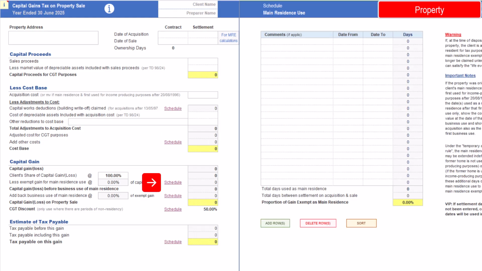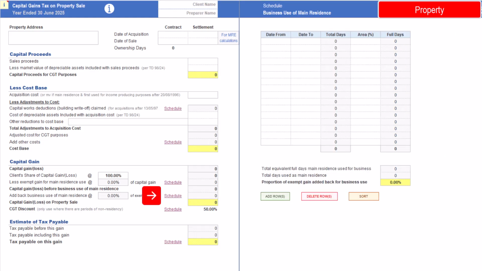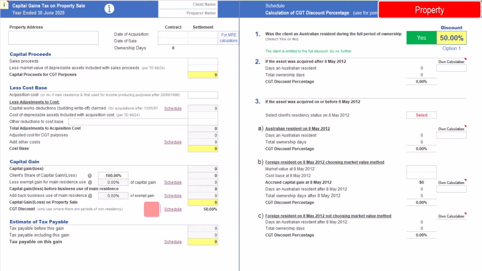Reductions to the gain, to account for main residence use for any number of periods during the period of ownership. Reductions to the main residence exemption based on days and or area used for any number of periods that the property was used for income producing purposes. Reductions to the CGT discount to account for any number of periods that the client was a foreign resident during the period of ownership.